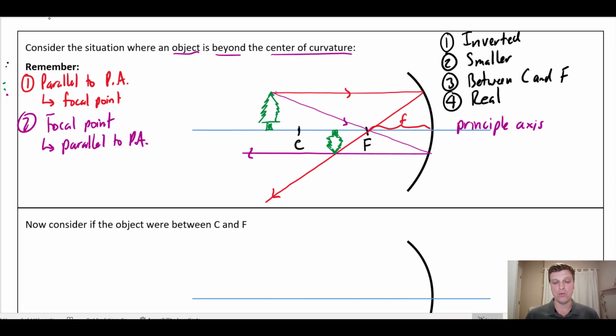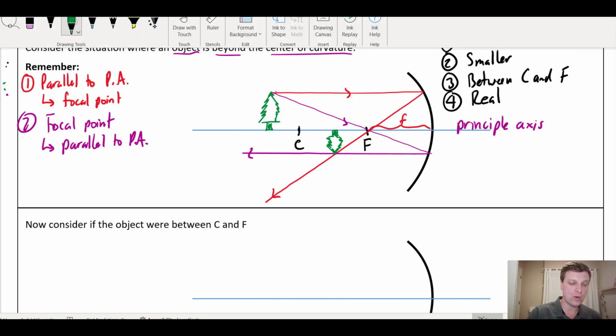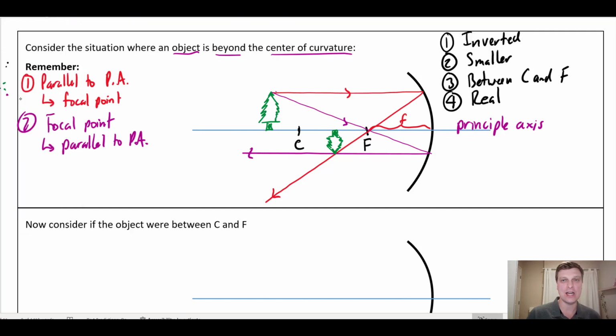Now, what does that mean? A real image is one where the rays actually converge at a single point. So these rays bounced off the mirror, they were separate, and they came back together. So they actually converge.